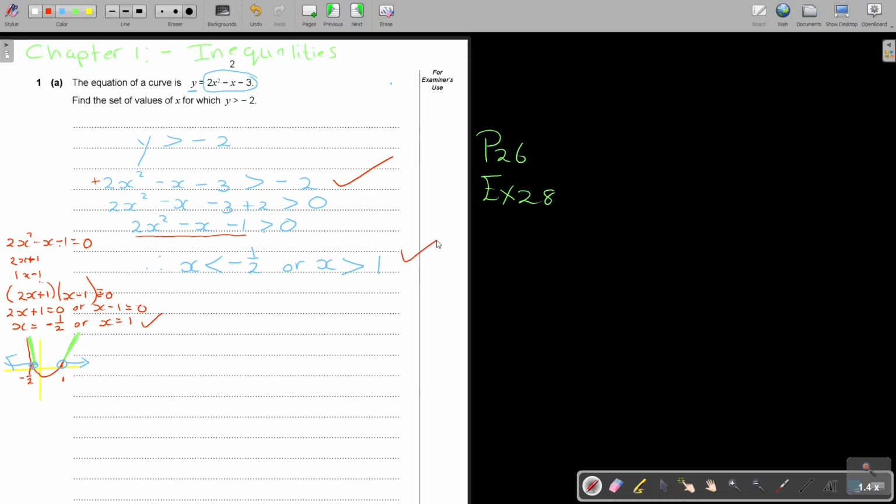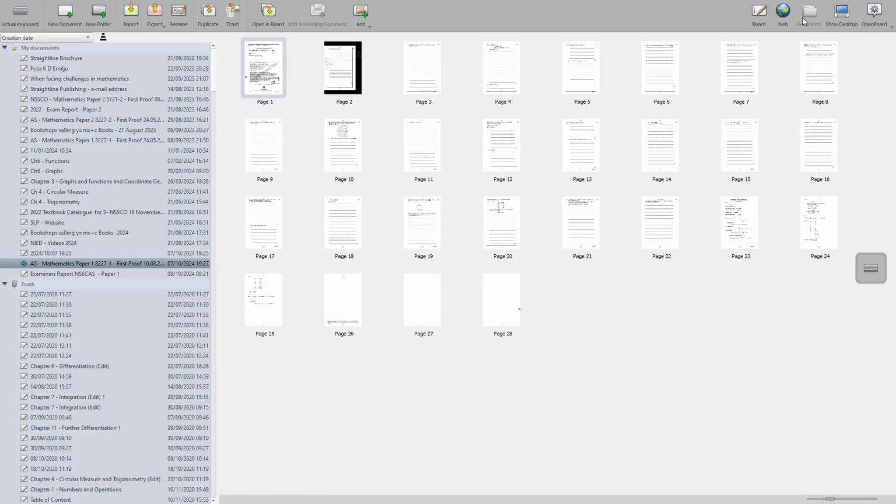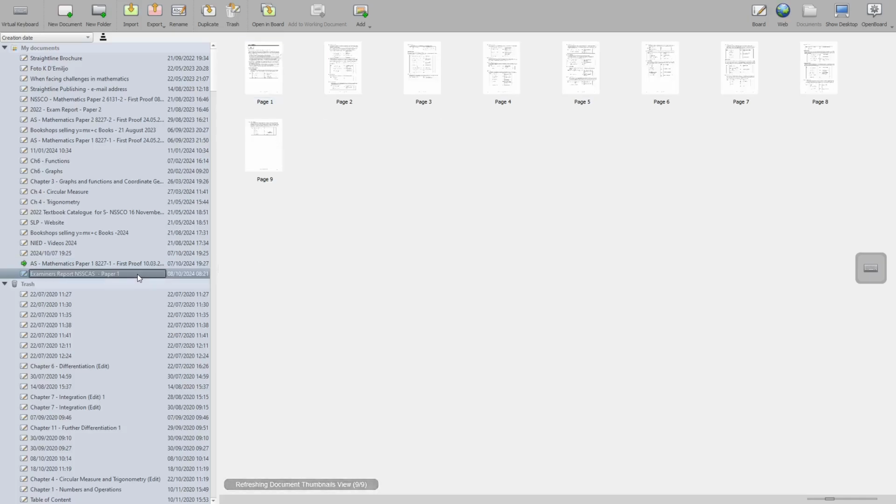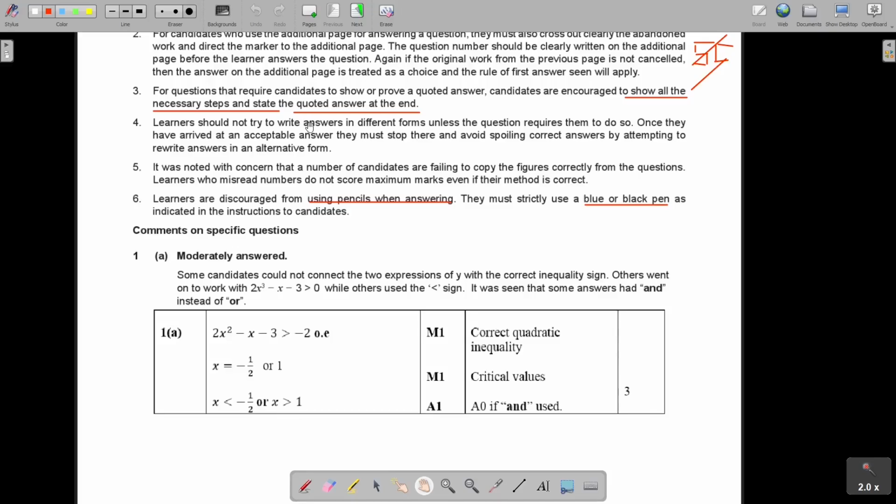That will be it. But let's go to the exam report. It's always nice that we see it on the report. What are they saying? I will now do B. There's a B also. Okay, just want to get it activated. Okay, so, some comments on specific questions, moderately answered. So what was the problem? Some candidates could not connect the two expressions of y with the correct inequality sign.